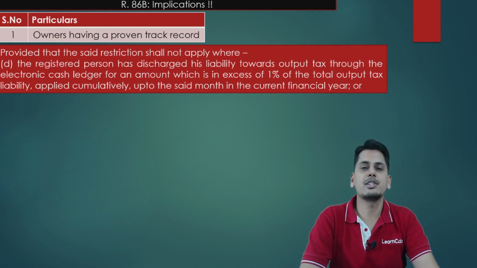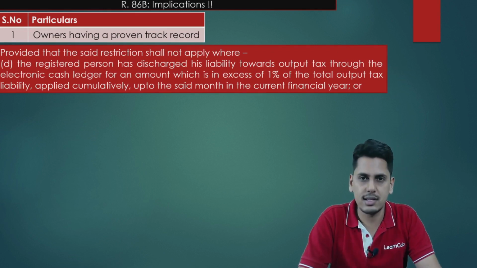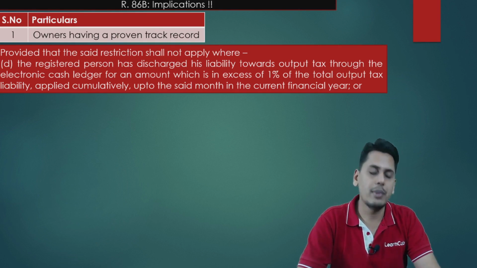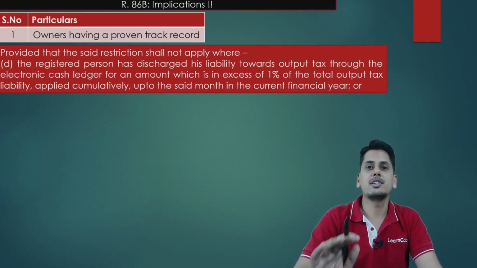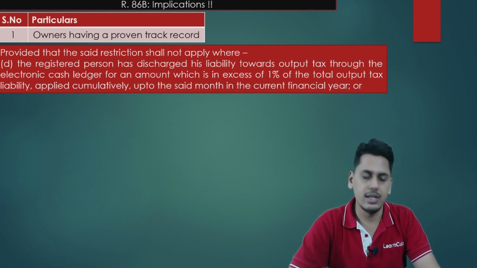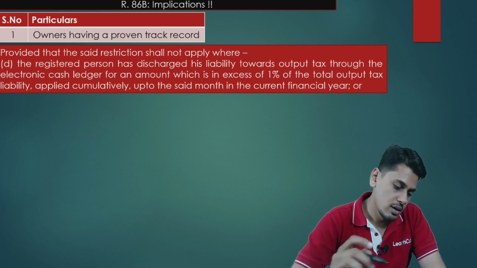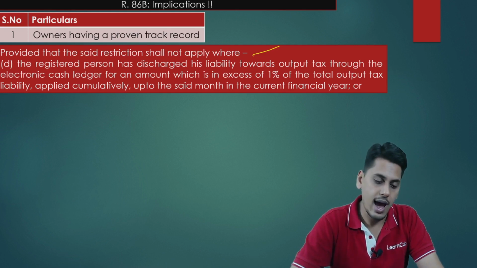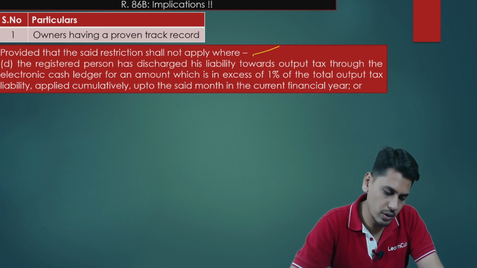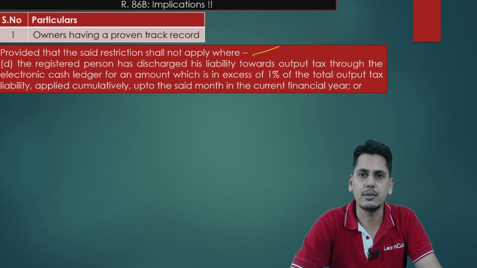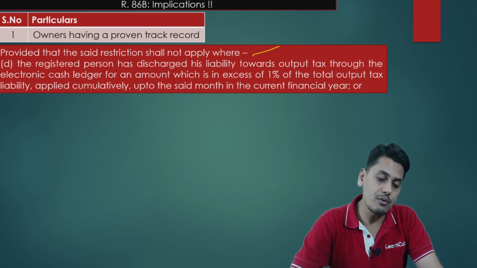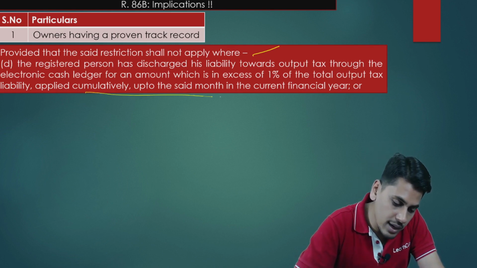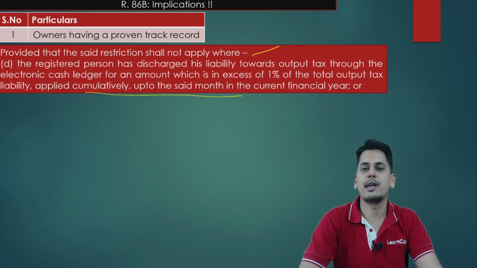We have just seen relaxations as regards proven track records. We have completed relaxations with regard to proven track records in income tax law. Now we move on to relaxation with regards to proven track records in GST law. Let's have a look. Provided that the said restrictions shall not apply where the registered person has discharged his liability towards the output tax through the electronic cash ledger for an amount which is in excess of 1% of total output tax liability applied cumulatively up to the said month in the current financial year.